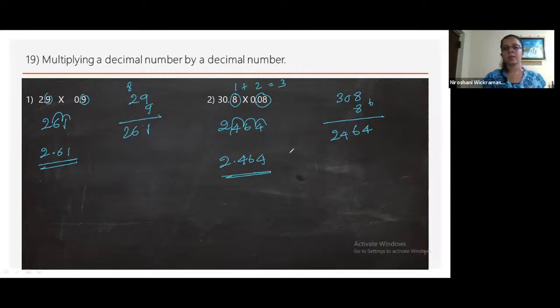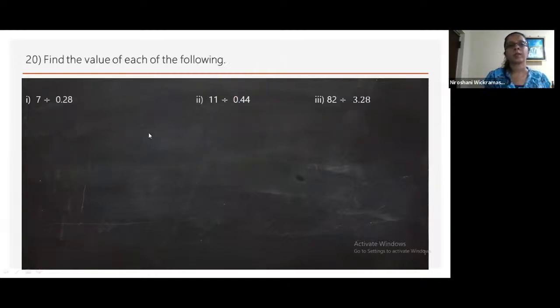The answer is 2.464. Can you understand? Don't think about the decimal, just multiply. After that, find the decimal places of each of the numbers. This one contains 1, this one contains 2. Altogether there are 3 decimal places we have to separate here.